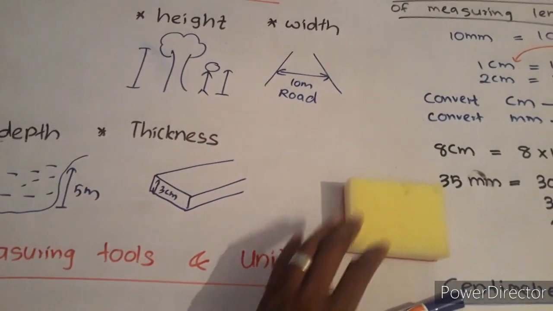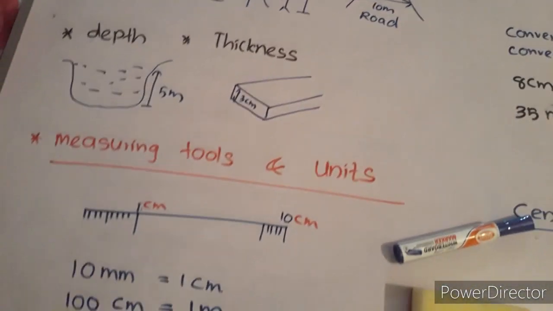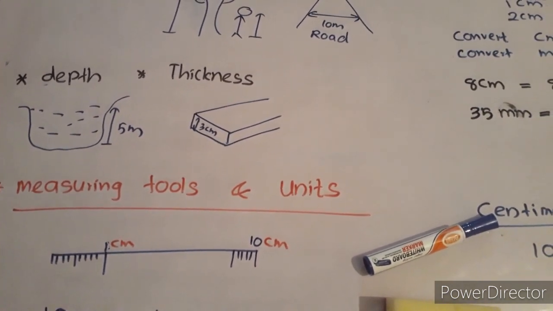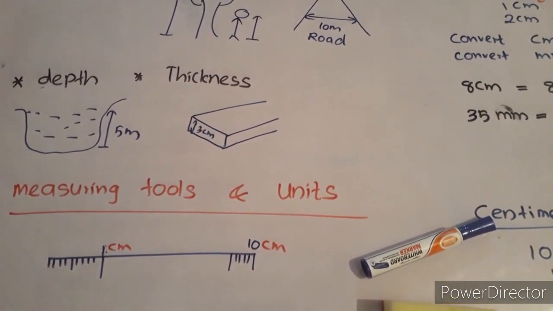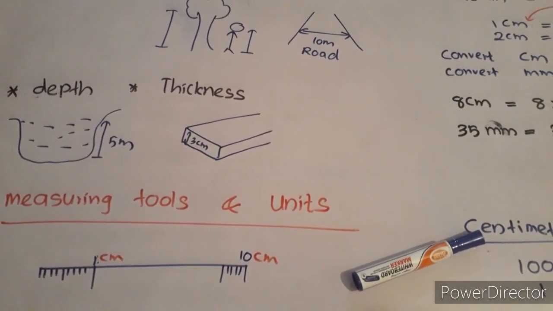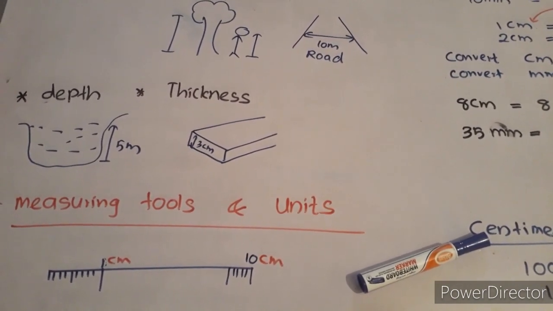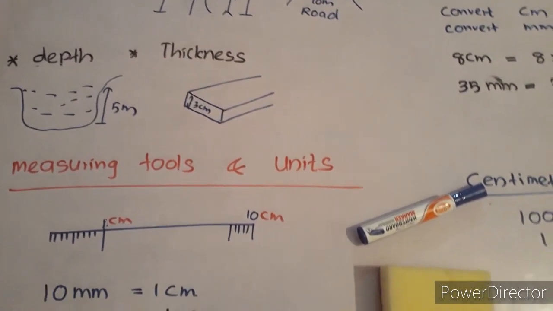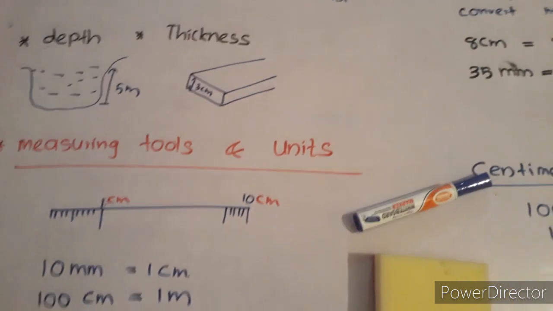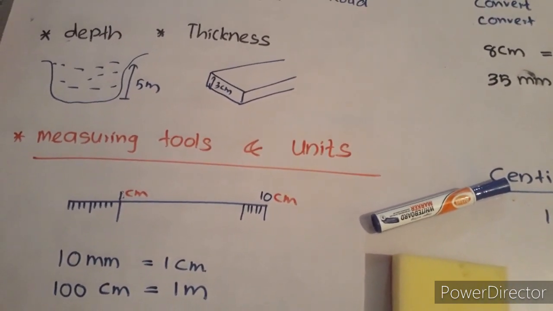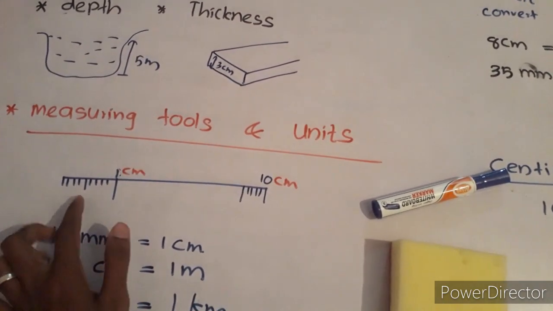Okay. Now we'll see measuring tools and units. What we use to measure lengths, as I told earlier: height, width, depth, thickness. What kind of tools are we using? Basically you use the ruler. No? You are very familiar with the ruler. You may see the ruler I have drawn.